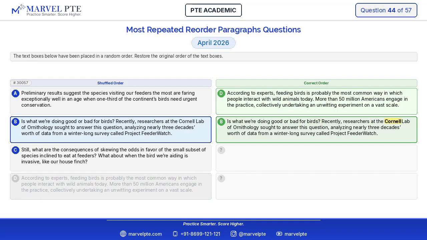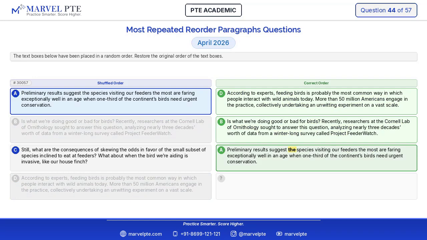Recently, researchers at the Cornell Lab of Ornithology sought to answer this question, analyzing nearly 3 decades worth of data from a winter-long survey called Project FeederWatch. Preliminary results suggest the species visiting our feeders the most are faring exceptionally well in an age when 1/3 of the continent's birds need urgent conservation.